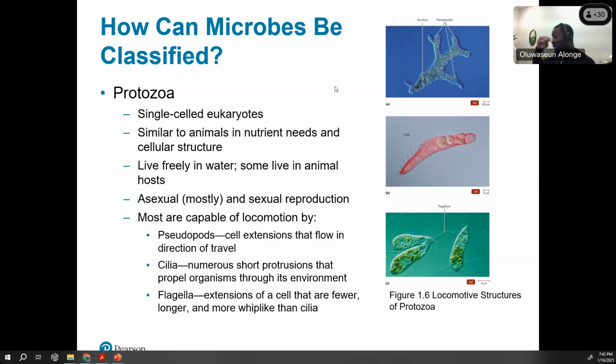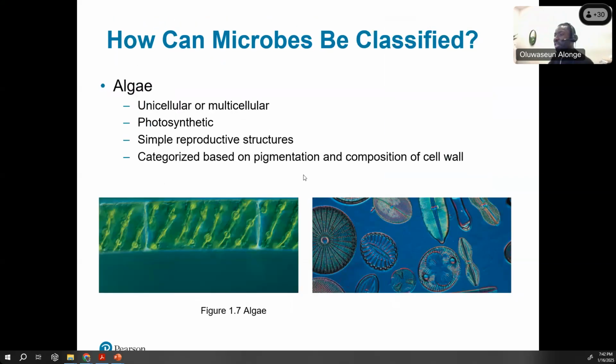All right. Now, if you look at the first image here, image A, they use pseudopods to move. That's the pseudopod, and that's their nucleus there. Now, these ones move with cilia, and these ones move with flagellum. You can see the flagellum right there. So those are protozoans.